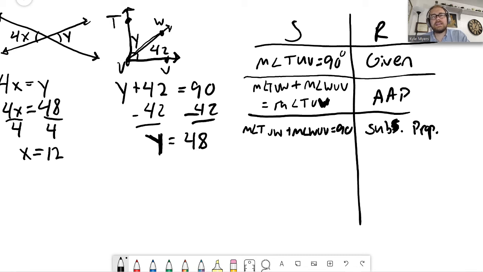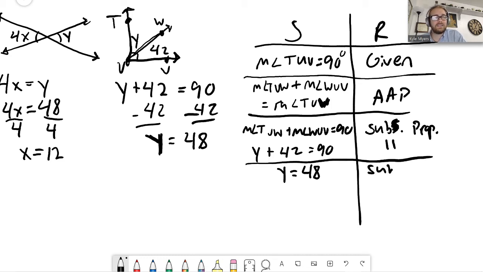Okay, so then next we would want to say, well, we solved and we got y is equal to 48. So then we could say y plus 42 equals 90. Again, substitution property. So I'm going to just leave this blank because it's the same reason for both, even though it's two different statements. Same thing, substitution property. And then we can solve and get y is equal to 48, and we did that by subtracting on both sides, and that is subtraction property of equality.